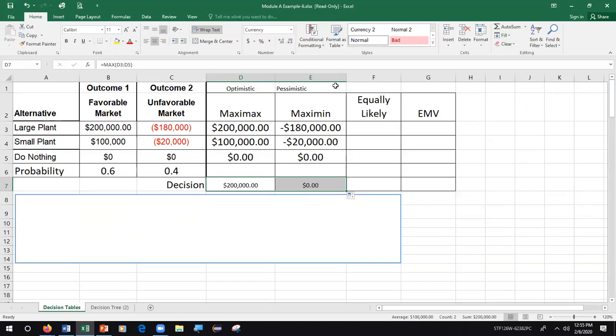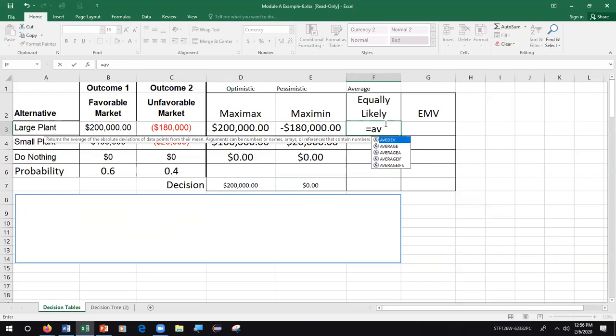So what's equally likely is just our average. I like that, just so I know what they're thinking through. In reality, that's going to be average. Equal to average. There we go. So you can just select average as an option, and then you're going to take those two.